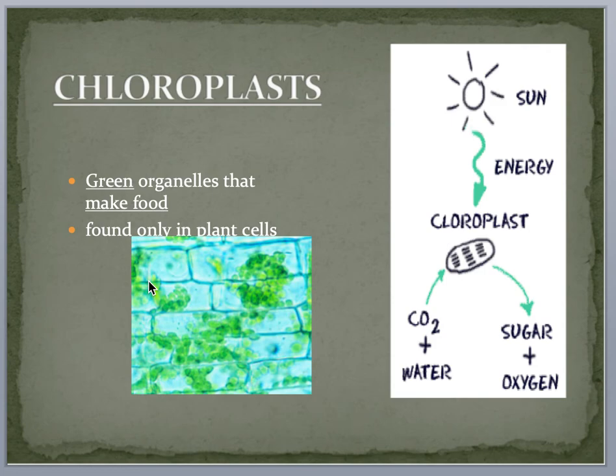Chloroplast. So these are only present in plant cells and some algae. These chloroplasts are responsible for converting sunlight into organic energy with the help of water and carbon dioxide, and in the meantime they produce the oxygen that every living organism requires. These are green organelles that make food and are only found in plant cells, but they're also found in some algae, green algae, which you can see on ponds or on the surface of water.